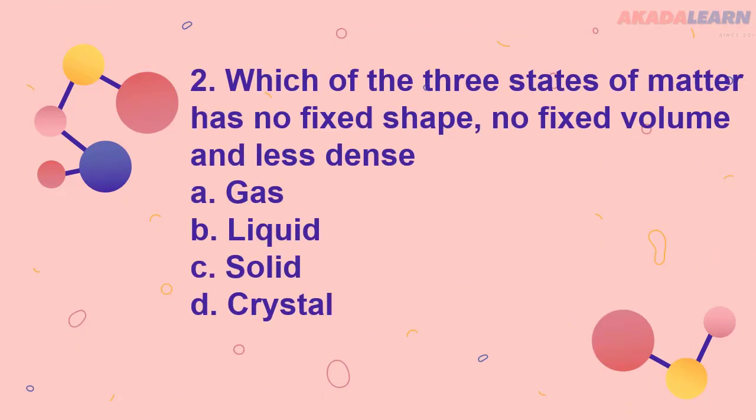Which of the three states of matter has no fixed shape, no fixed volume, and less dense? A. Gas, B. Liquid, C. Solid, D. Crystal.